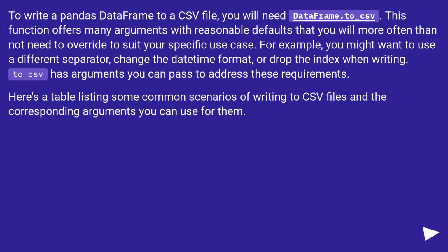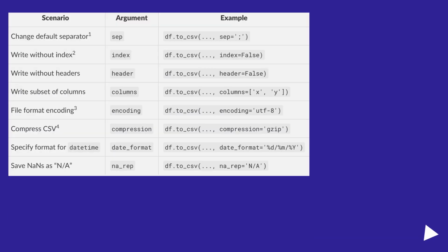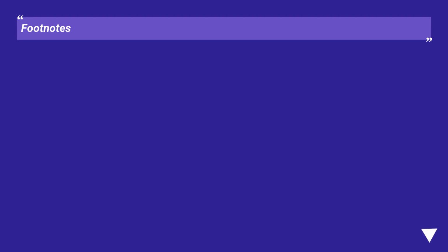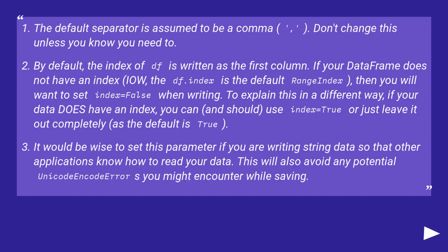Here's a table listing some common scenarios of writing to CSV files and the corresponding arguments you can use for them. Footnotes. The default separator is assumed to be a comma. Don't change this unless you know you need to. Dot by default.